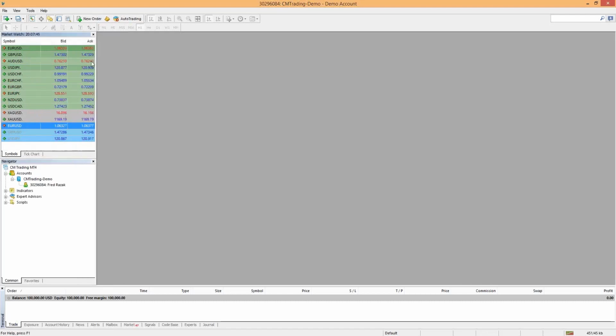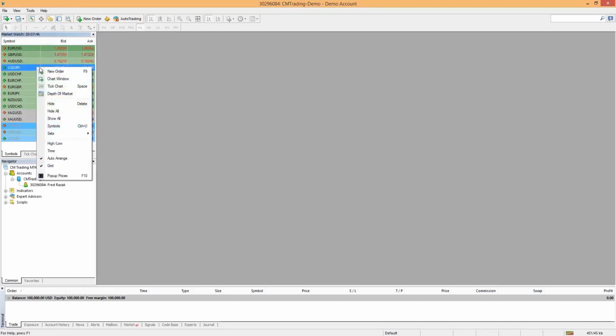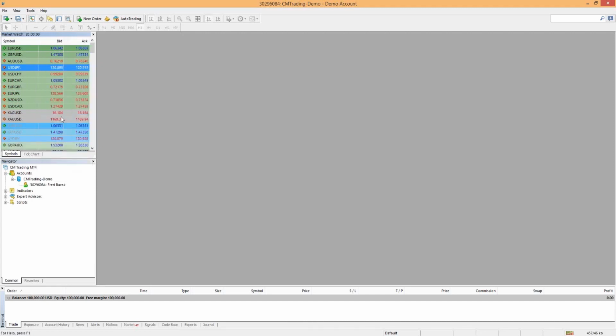So in order to populate everything, you right-click on this area, and this window shows up. You have the option of setting up a new order, chart window, ticket chart, depth of the market, so on and so forth. At the bottom, right here it says Show All, and this gives you the option to show all the symbols. You see how that just populated all the symbols on the MT4.